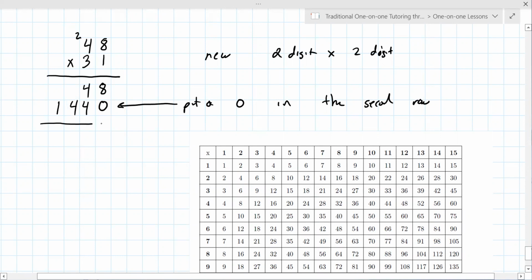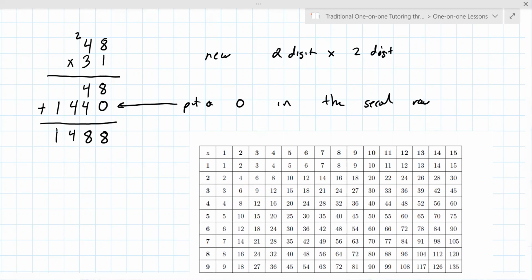14. Now there's an additional step here, which is to add vertically. Can you do that for me, please? Yes. 8 plus 0 is 8. Okay. 4 plus 4 is 8. And just bring the other numbers down. Okay.